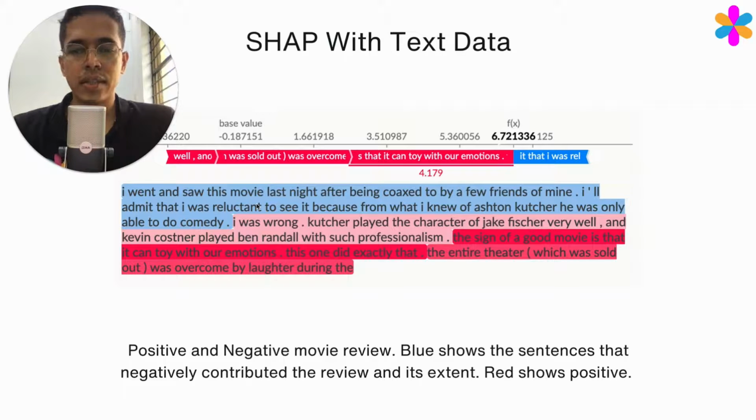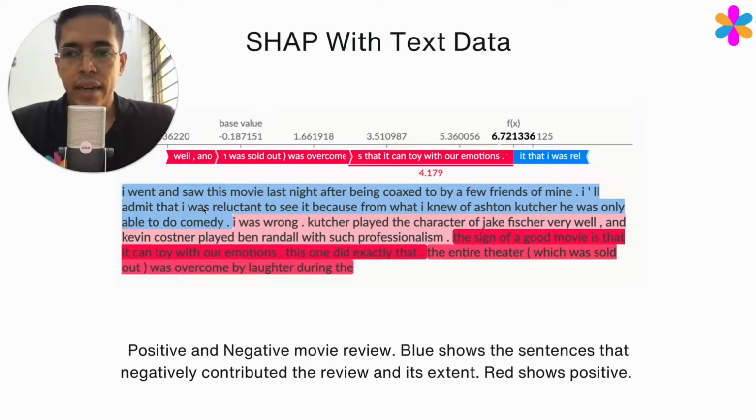Blue colored sentences negatively contribute to the review. So if the movie review has a negativity associated with it, it is mostly due to this sentence. That's what the blue color represents. And these numbers also show the extent of negativity of this sentence. And the red color shows positive parts of the movie review.